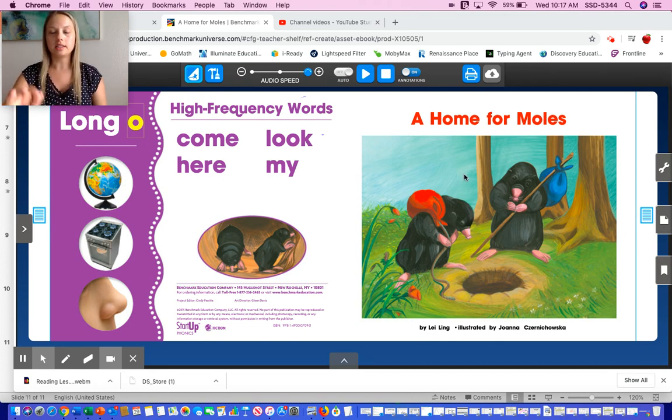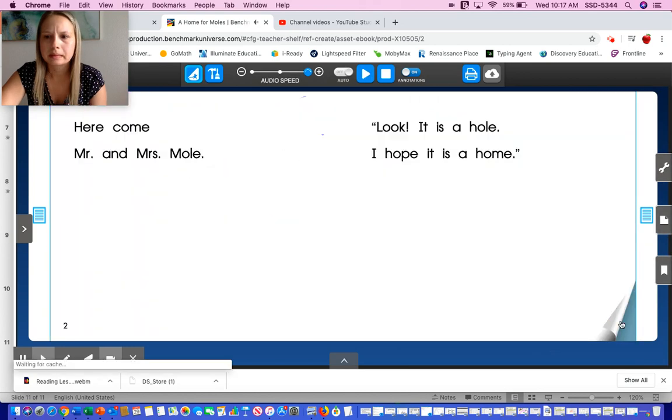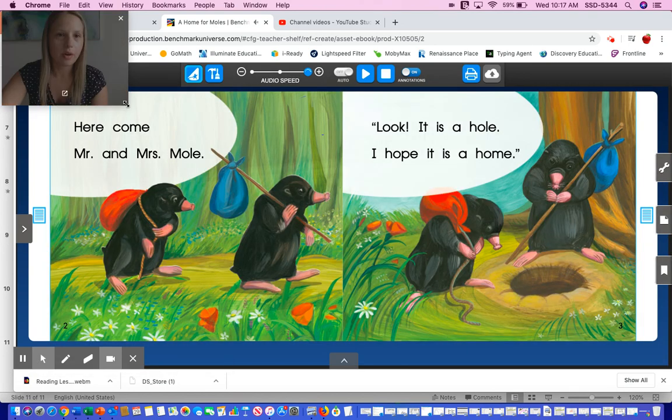What do you see on this title page? Because it's different than the front cover. So what do you see the moles doing? It looks like they're looking in a hole. And what is this that they're carrying? Little bags of stuff? Let's see. I guess we'll find out. Oopsie. Okay. Open to the next page.